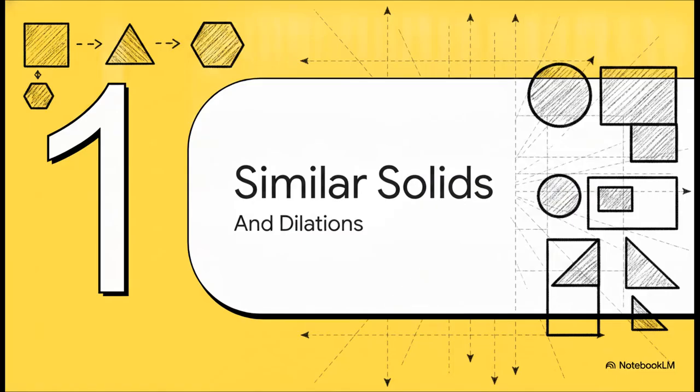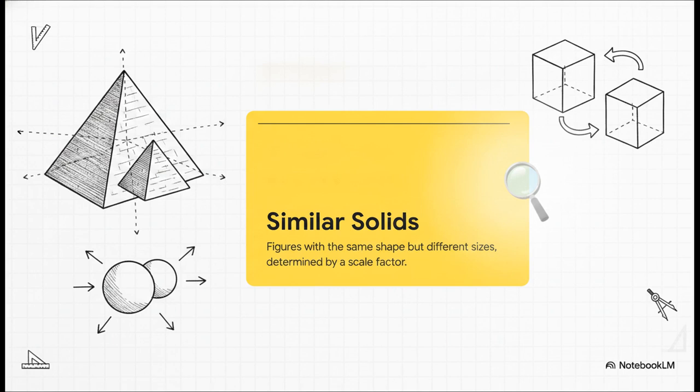Section 1. Similar solids and dilations. First things first, before we can actually scale anything, we have to establish what makes two geometric shapes similar in the mathematical sense. When we talk about similar solids, we mean solid geometric figures that have the exact same shape, just different sizes. Think of it literally like zooming in or out on a 3D model on your computer screen. The angles don't change at all, and the proportional relationships between the side lengths are perfectly preserved.